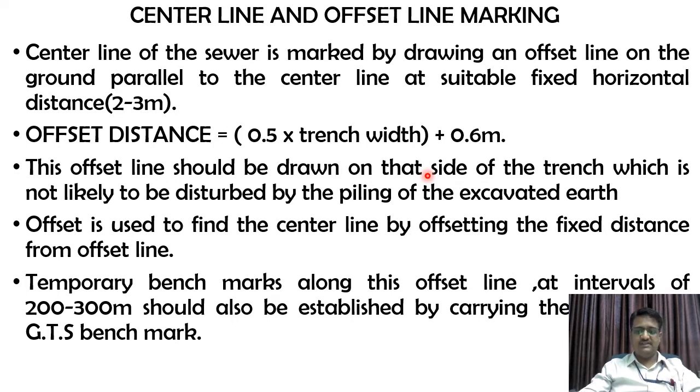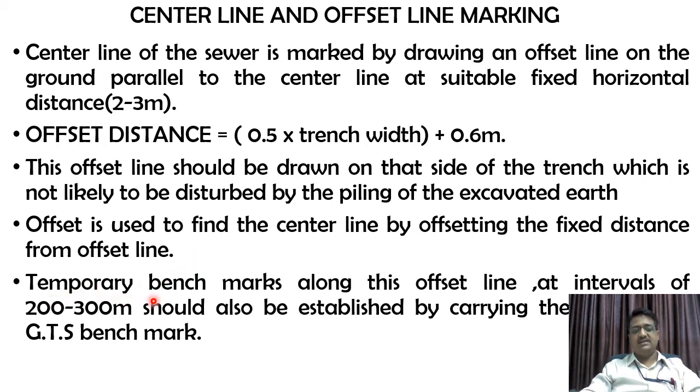With reference to that, we are going to dig up the trench, and usually that offsetting distance will be 0.5 into the trench width, that is half the width of the trench, plus 0.6 meters. In the third point, it has been shown that on one side we can put the excavated soil, and on the other side we can have that offset line set up. The center line is offset by a fixed distance from the offset line, so that we can have that offset line as a reference, based on which the excavation can be done for the trenches.